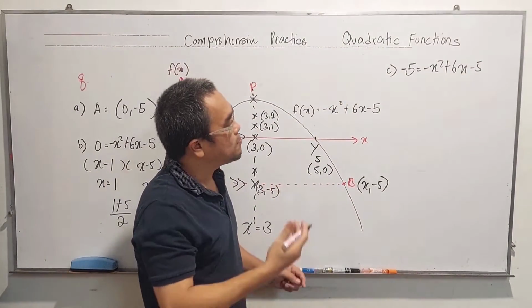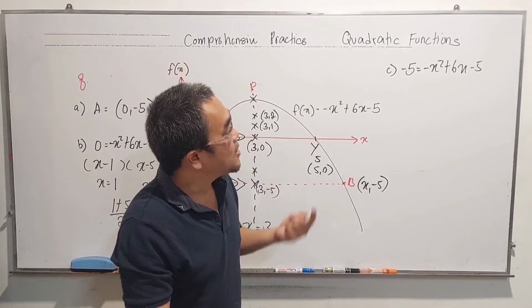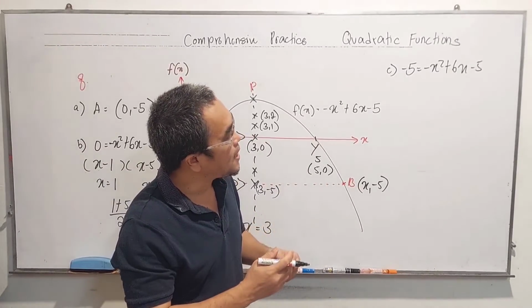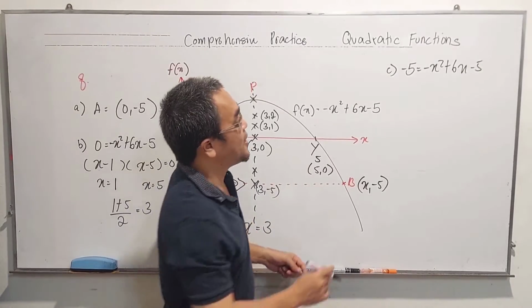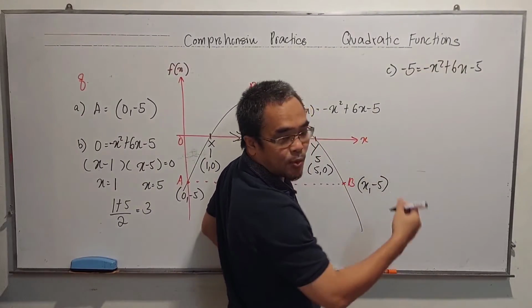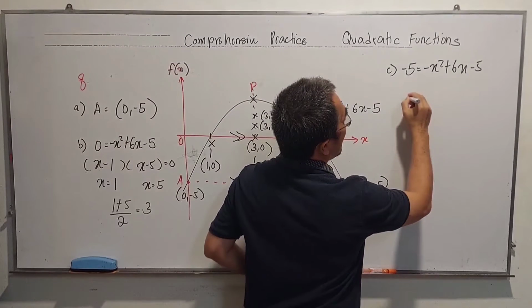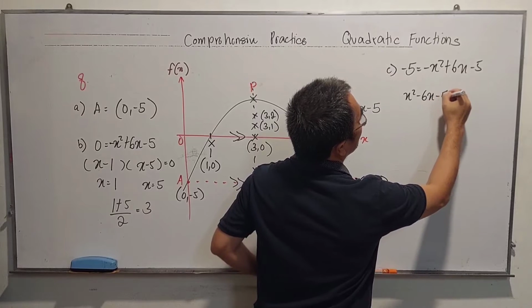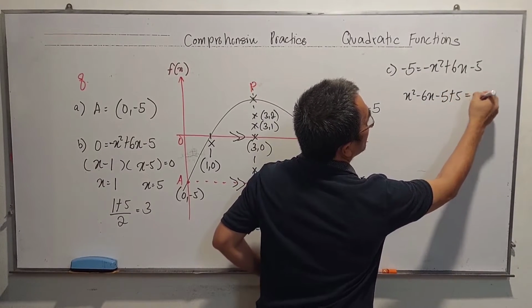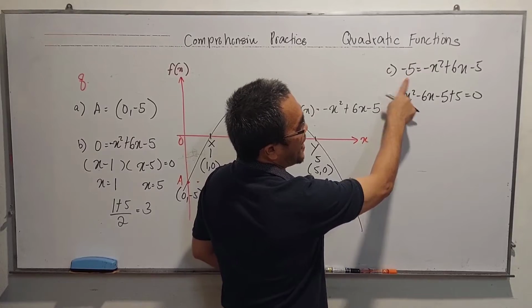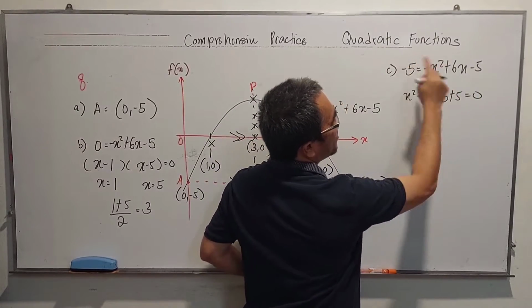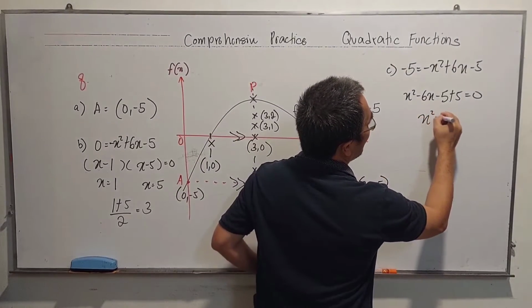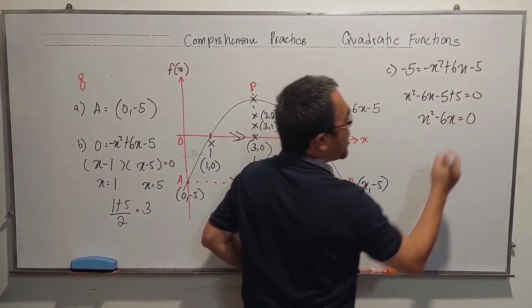Because this is a quadratic equation, in order to solve that, we will have to make it into general form. Maybe I bring everything to the left side. I have here x squared minus 6x minus 5 plus 5 equal to 0. The -5 on this side, you bring to the other side, it becomes plus 5. So what you have here is x squared minus 6x equals 0.